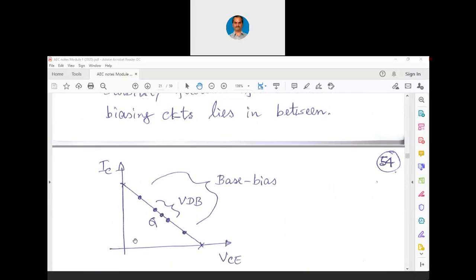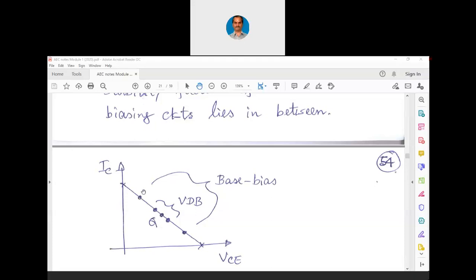X-axis is VCE, Y-axis is IC, and this is the load line. In the load line, the Q point has to be ideally at the middle of the load line. So ideally, the Q point should have a coordinate of VCC by 2 and IC sat by 2.